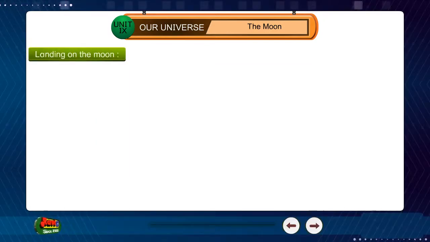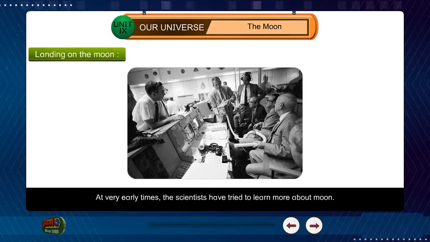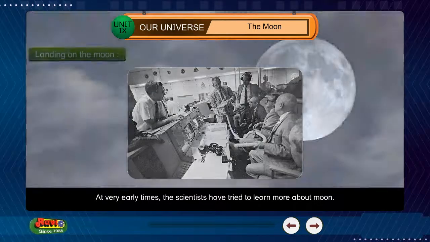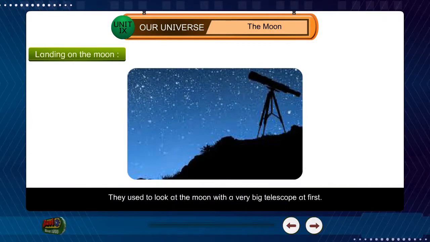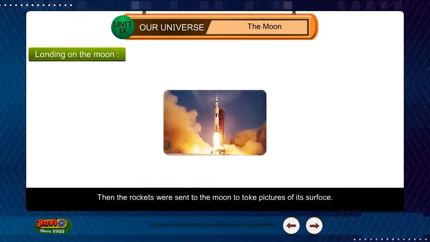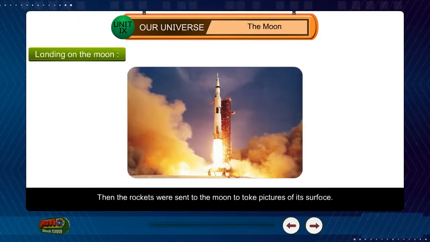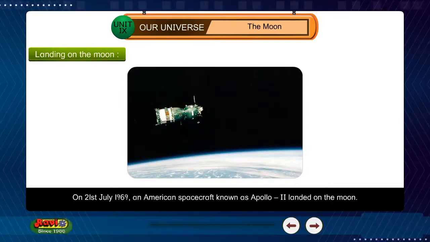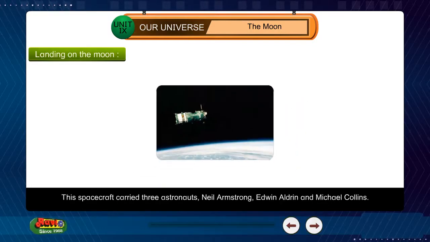Landing on the moon. At very early times, the scientists have tried to learn more about moon. They used to look at the moon with a very big telescope at first. Then the rockets were sent to the moon to take pictures of its surface. On 21st July 1969, an American spacecraft known as Apollo 2 landed on the moon.